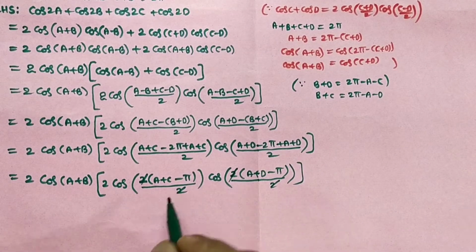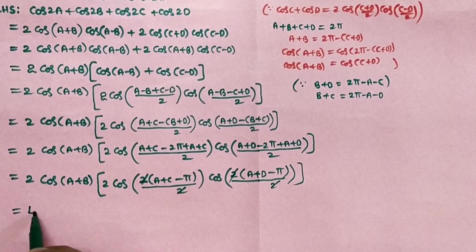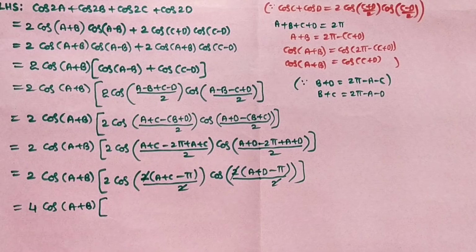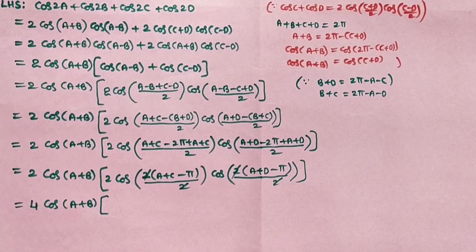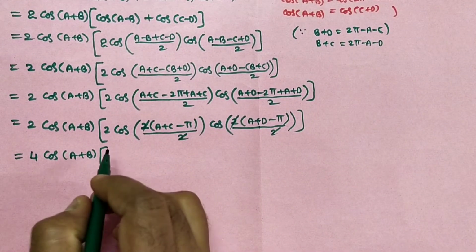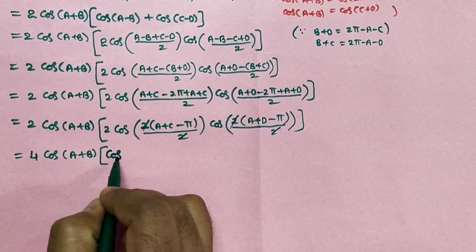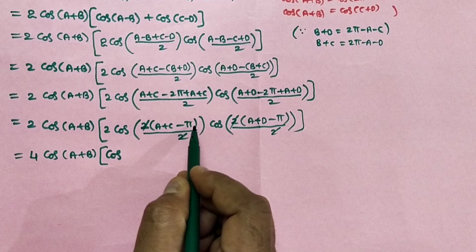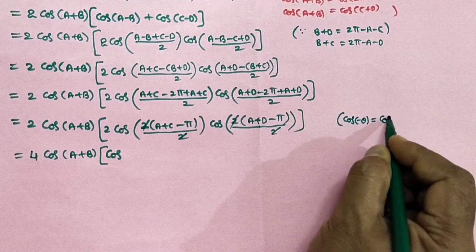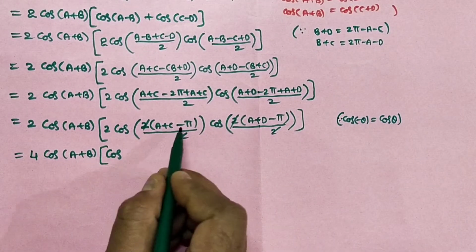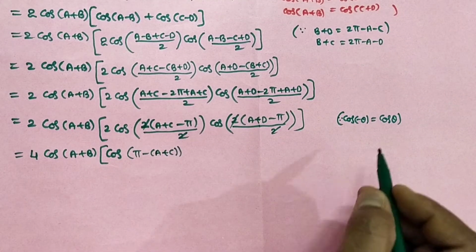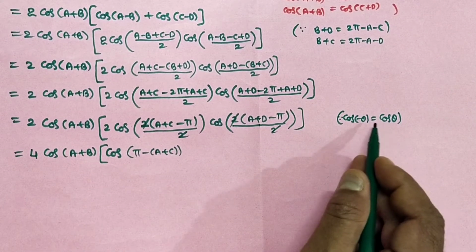The 2 gets cancelled. So 2 twos are 4 into cos of (A plus B) into cos of (A plus C) minus pi. Cos of minus theta equals cos theta, we know that. So what we are doing is interchanging these two. So cos of pi minus (A plus C) also we can write, taking common minus. If you take common minus, cos of pi minus theta is cos theta only.